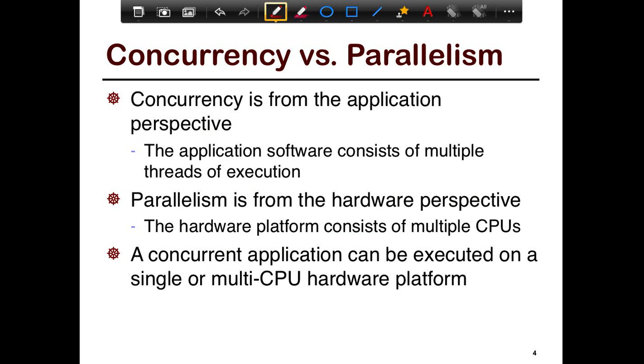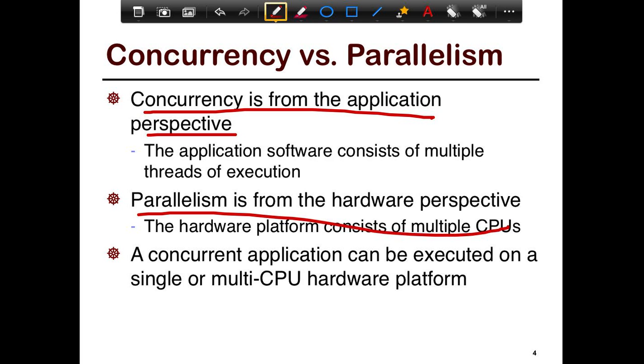Concurrency versus parallelism. These are two keywords that you will hear often used interchangeably in systems. When I use them, I just want to disambiguate between the two. Concurrency, as I define it, is essentially from the application's perspective. That is, the application consists of multiple threads of execution. So concurrency is an application having 1,000 threads. Or, for example, if you have a web server, then you have a front end which parses the request, and a back end which actually fetches the data and sends it out.